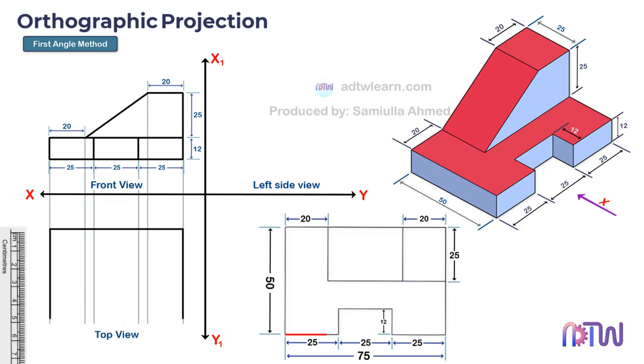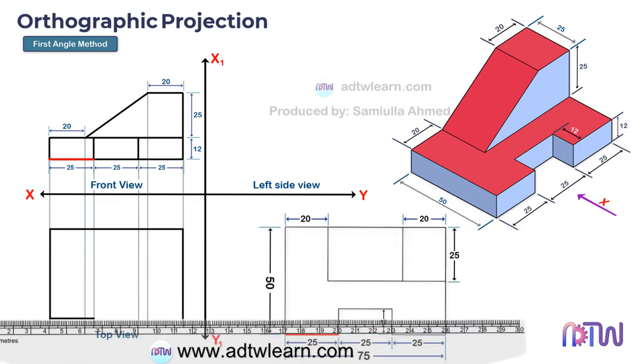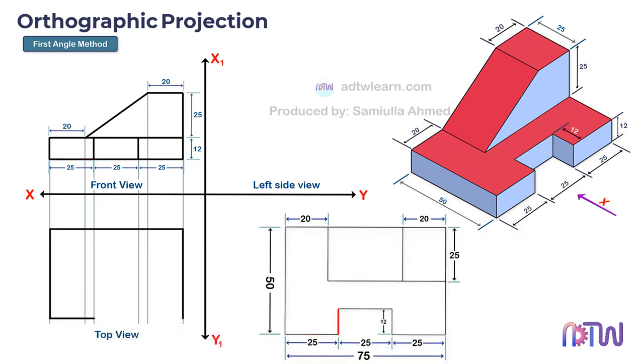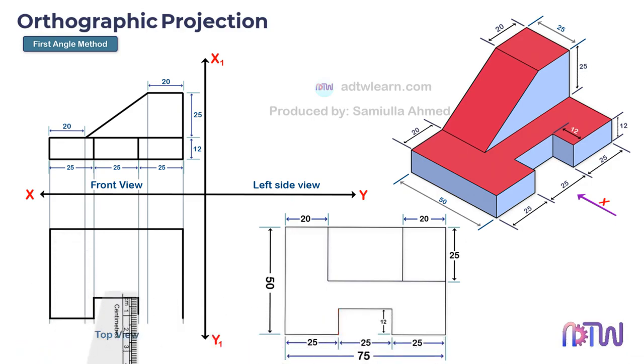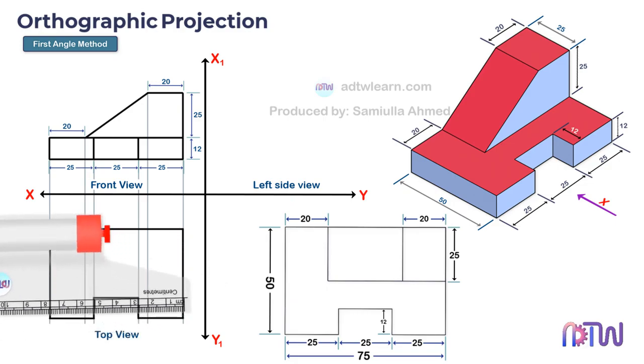We can see this length as 25 millimeters, which is equal to this length, which means the horizontal line will be up to this line. Draw a horizontal line. This height is 12 millimeters, so from here it will be 12 millimeters up. And again a 25 millimeters horizontal line. A 12 millimeters vertical line, and at last, a 25 millimeters horizontal line.